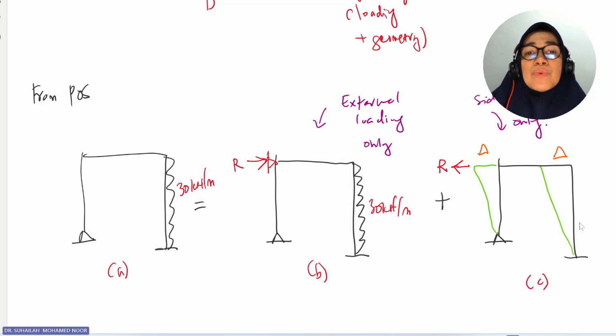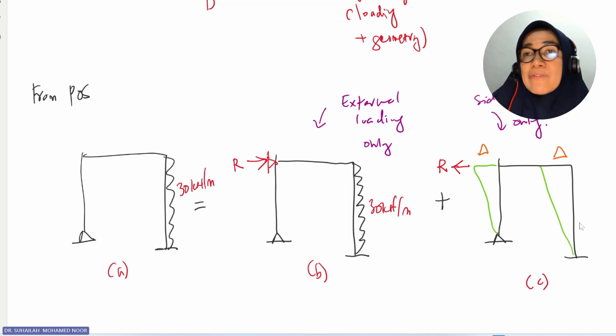So in diagram B, we put an artificial support at B, because this frame, by looking at the loading, tends to move towards the left direction. So we have to put one artificial support at joint B. After putting an artificial support at point B, there will be a restraining force in the right direction, and this is now called a non-sway frame. Non-sway frame means we have removed the delta from the diagram.